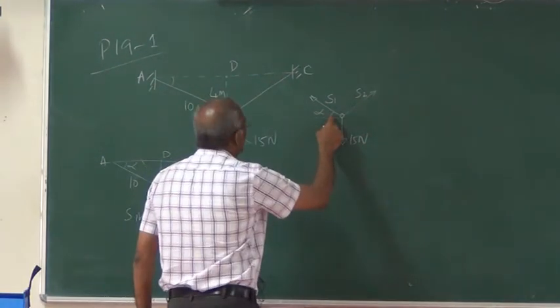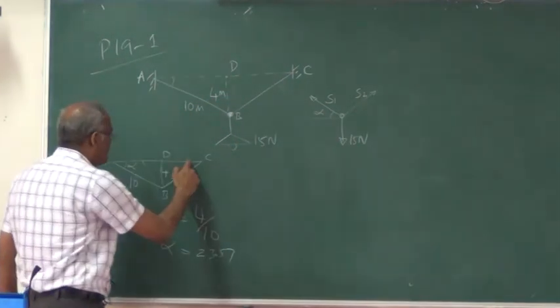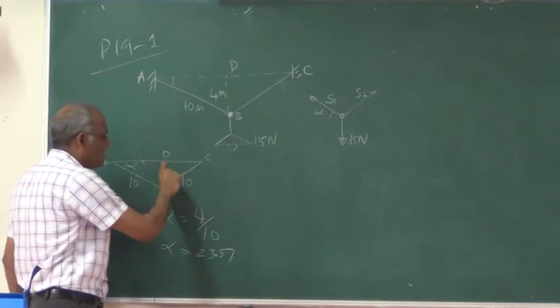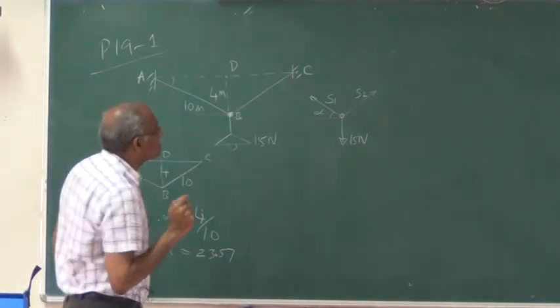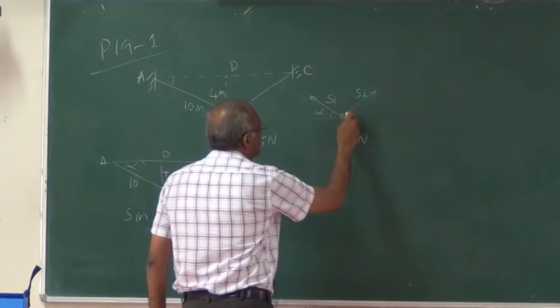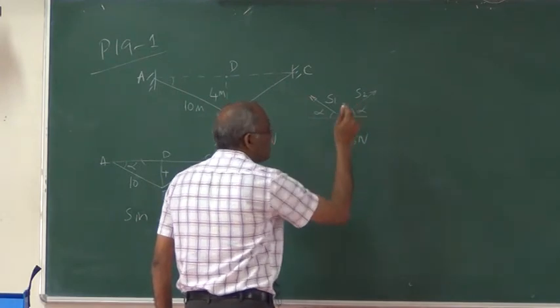So here we know the alpha, and that alpha is going to be the same here because you also have a 10 and a 4 here. So it is the isosceles triangle. So you will have this also is going to be alpha.